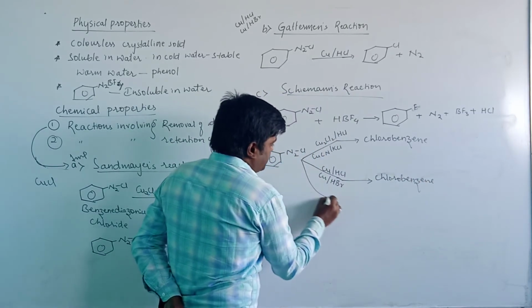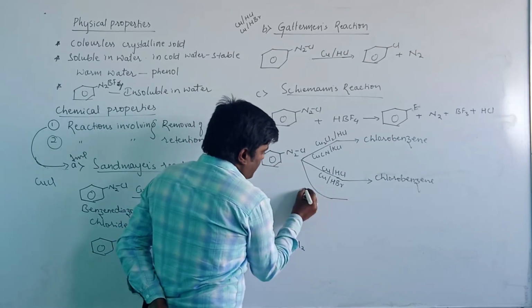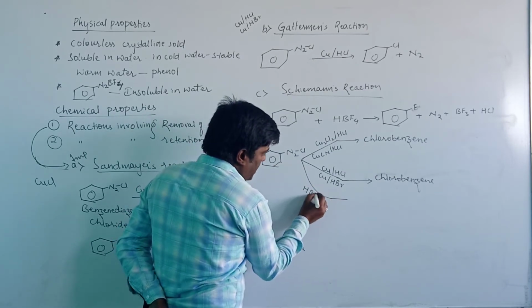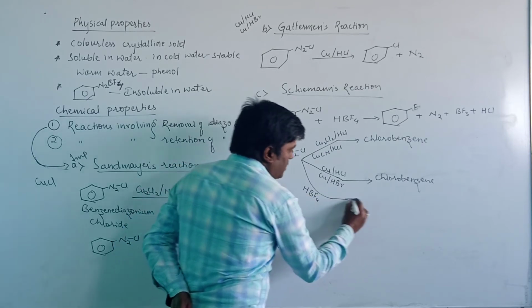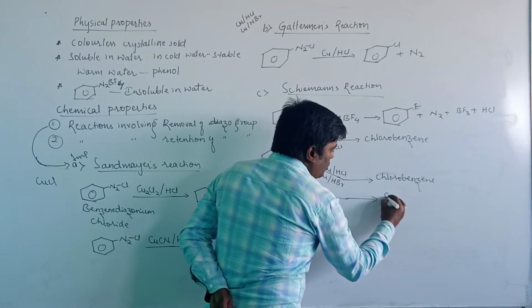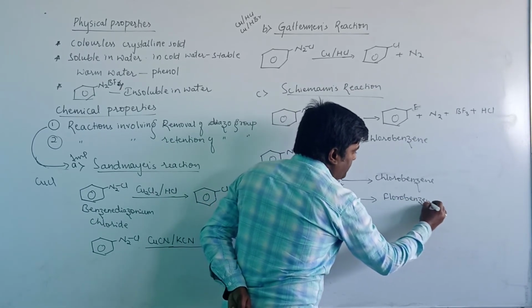The third is when the benzene diazonium chloride reacts with HBF4, tetrafluoroboric acid, then the compound will be fluorobenzene.